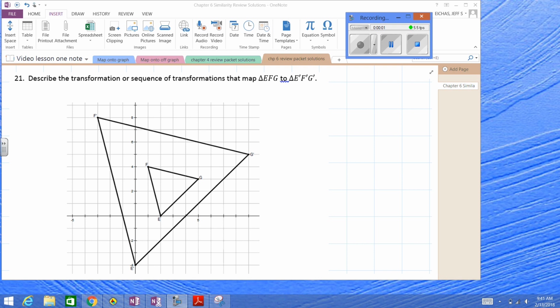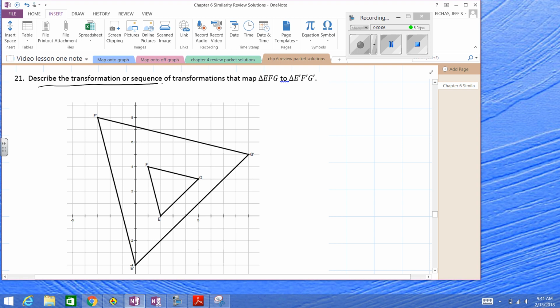Number 21 on the review packet. Describe the transformation or sequence of transformations that map this figure onto that one.